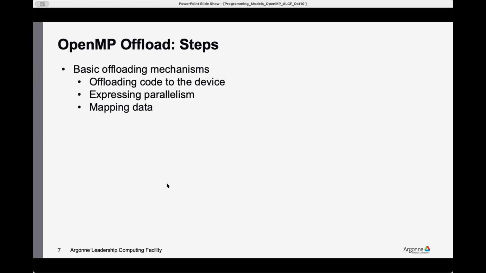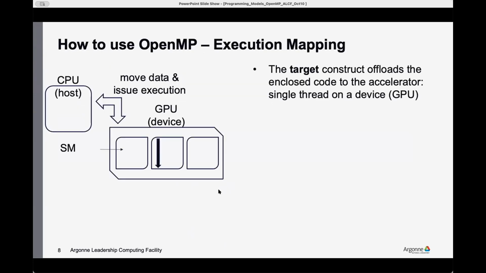So just to go through these basic OpenMP offload mechanisms, at a high level, there's sort of three things you want to do when taking CPU code to GPU code, which is just marking which code you want to offload and run on the device or the GPU, and then expressing parallelism, so saying which parts can run in parallel. And then a really important one is mapping data, so transferring data from the CPU to the GPU and back. So going through those clauses, just to make sure you understand it.